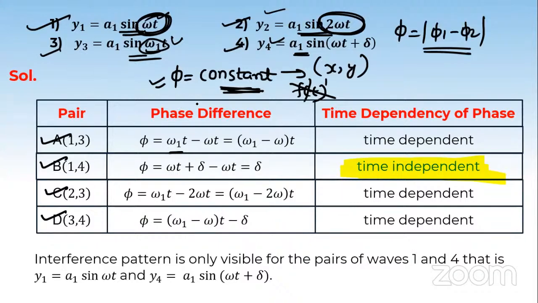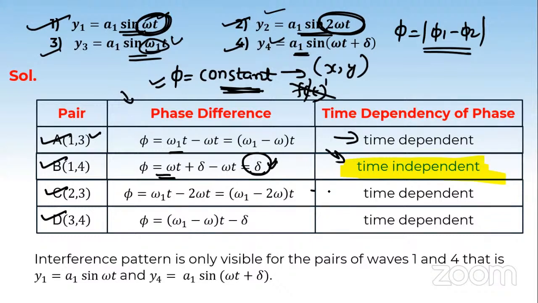If we see the pair of equations for which the phase difference is not a function of time, we'll say it is time independent. For that, the phase difference comes out to be del, which means constant. If the phase difference is constant, then we'll comment that this pair of waves will be coherent. That is 1, 3. You can see here, it's not constant, it's time dependent.